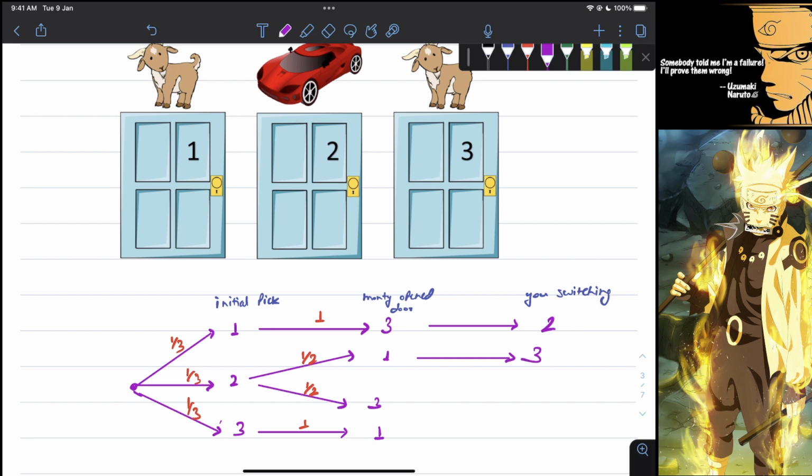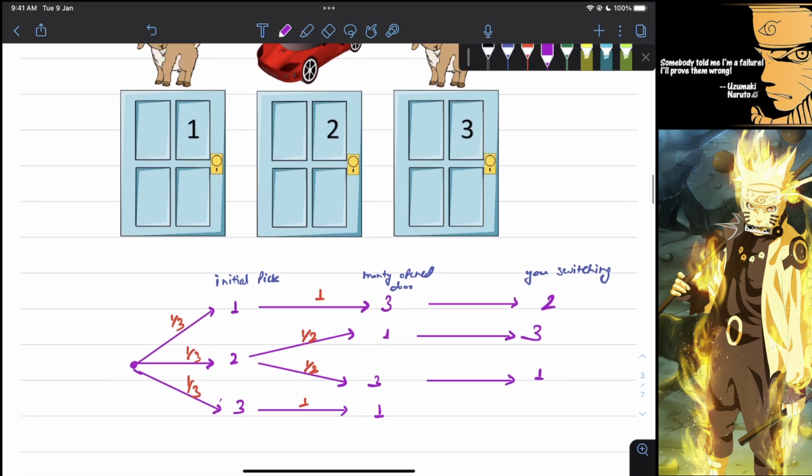Then next one, you guys. If you chose again door number 2, Monty opened door number 3. Can I say you will switch to door number 1 in this scenario? Again, the last option, that is you pick door number 3. Monty opened door number 1. So you will switch to door number 2. Now this is you switching. You pick door number 3, 1 opened. You will switch to door number 2.